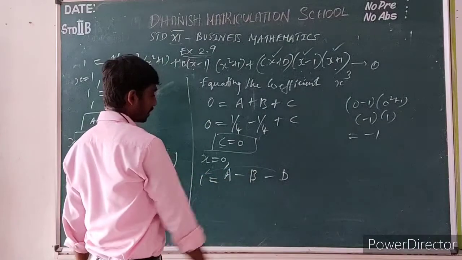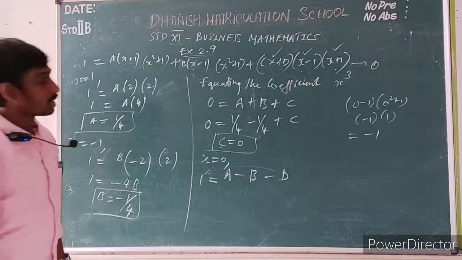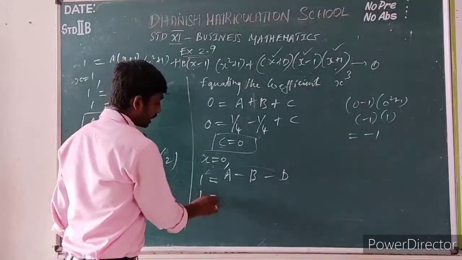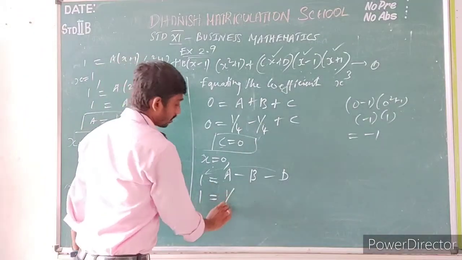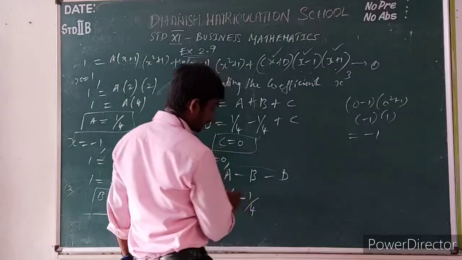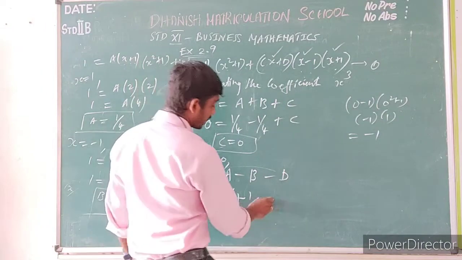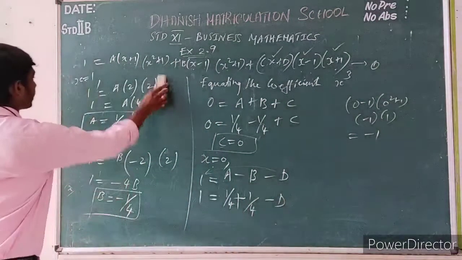This minus d comes this side, and will change into plus d. So now I am going to substitute this one. 1 equal to, what is the a value? Plus 1 by 4. What is the b value? Minus 1 by 4. Here itself we are having one minus, so you have to put plus here. Then minus b.